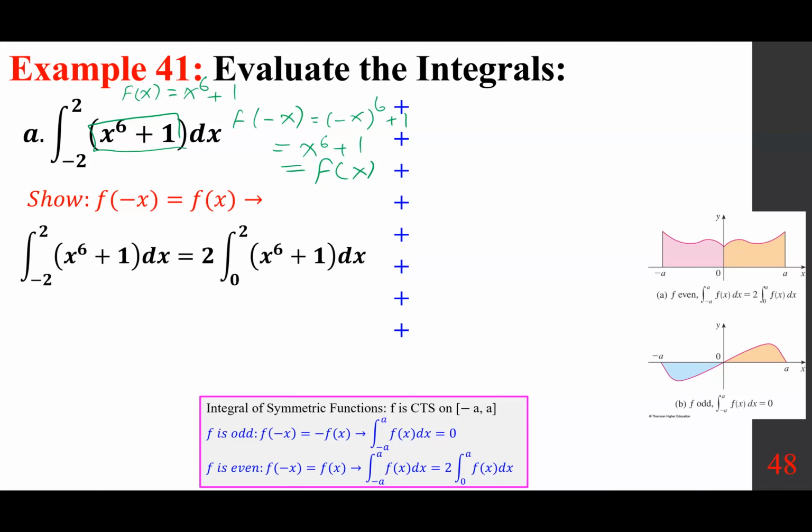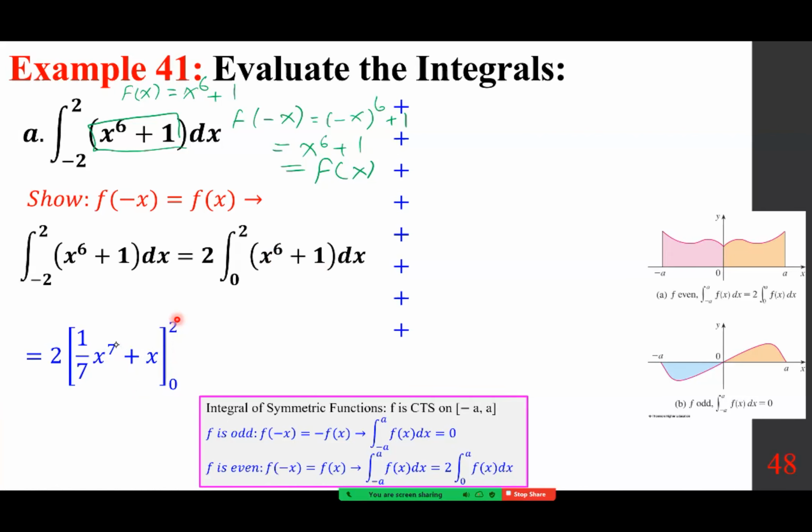Of course, we can write this as 1 over 7 x to the power of 7, and this one plus x. But if we were to evaluate it from negative 2 to 2, it would take a little bit longer. So replace the 2 here, replace 0 doesn't give you anything. That's why it doesn't take long. Just plug in 2, and this is 248 over 7 plus 4, and that's what you get.